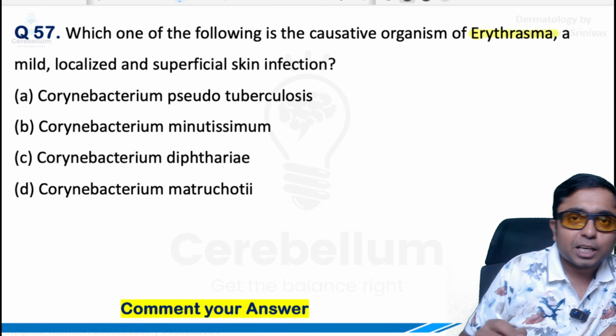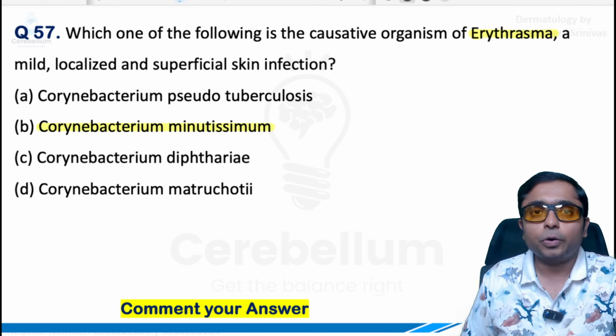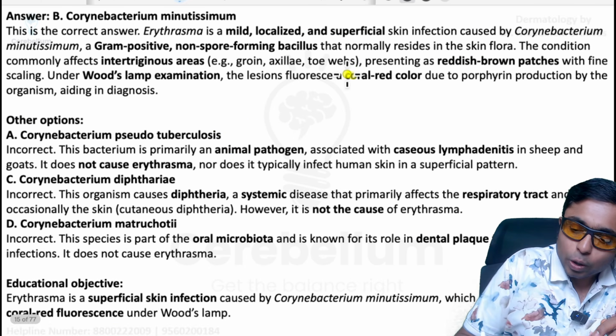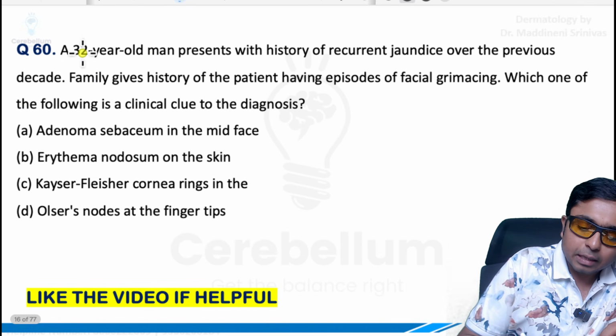Next, erythrasma, this is a one-liner. It is due to Corynebacterium minutissimum, which is going to produce coral red fluorescence on Wood's lamp examination. I hope you know this point by this time.